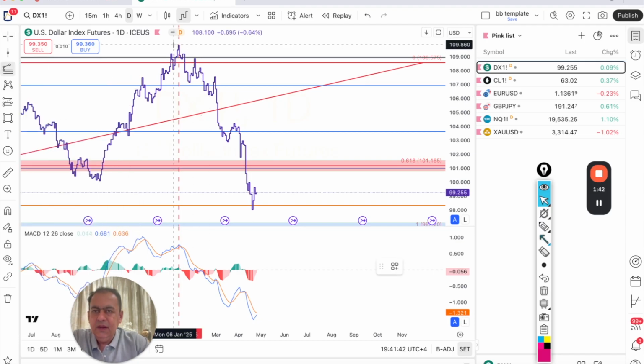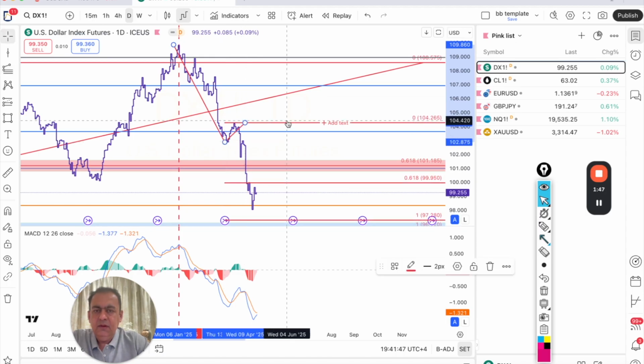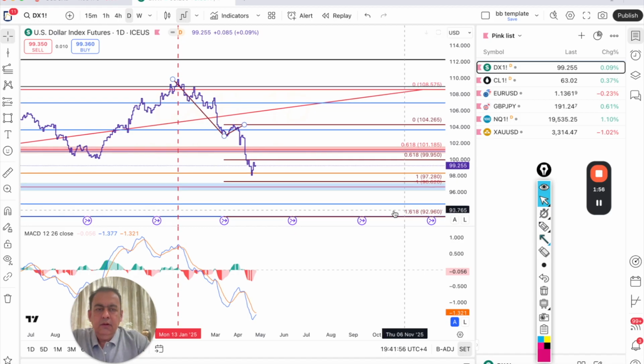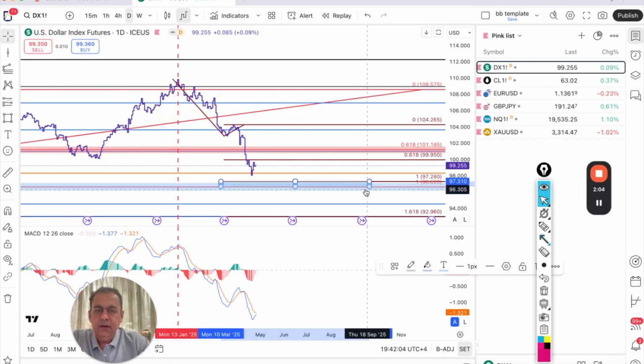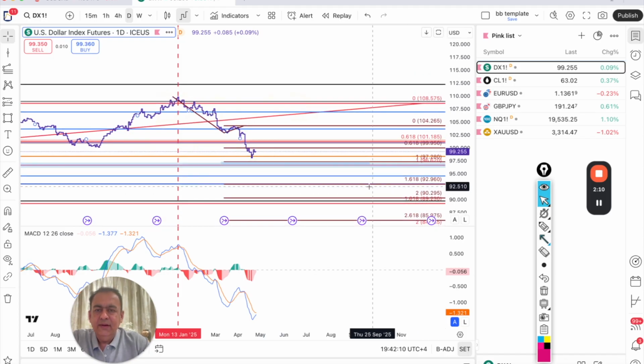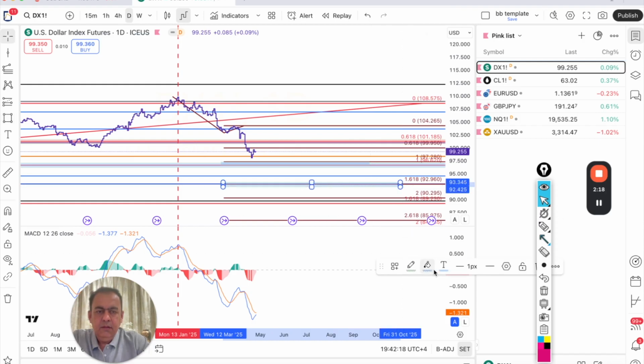Here we have A, B, and connected with new C. Let's change the color and find the magnets. So 97.28 to 96.62 is a magnet zone. It's going to act as support, followed by 92.96. 92.96 is giving the exact overlap here. Major one. Let's highlight with blue.